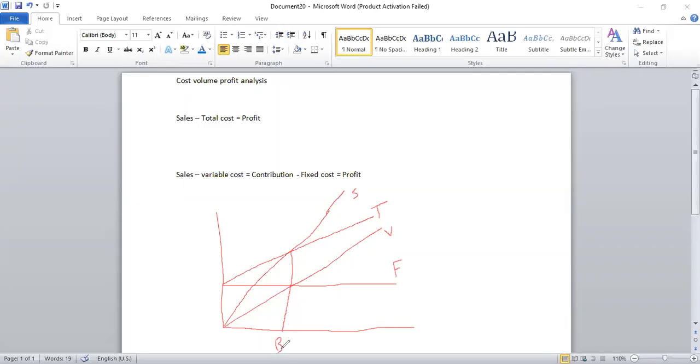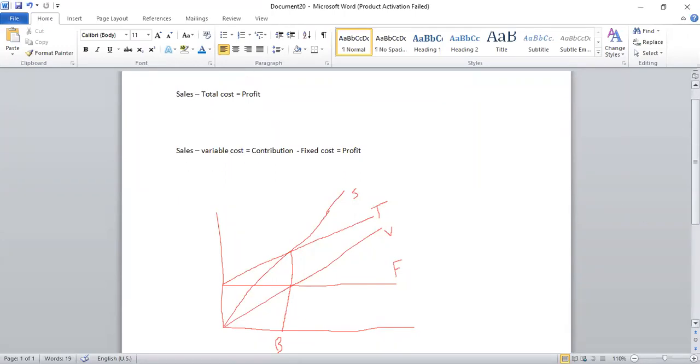So for that reason, the concept of contribution is introduced, and it says that in the short run, if the sales revenue which is generated can recover the break-even point, that would be sufficient enough. So for that reason, it's split into variable and fixed cost. So then, this is cost and revenue.